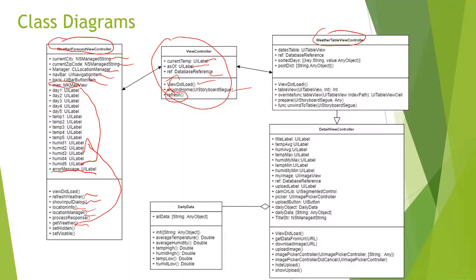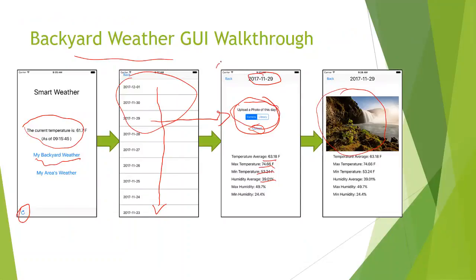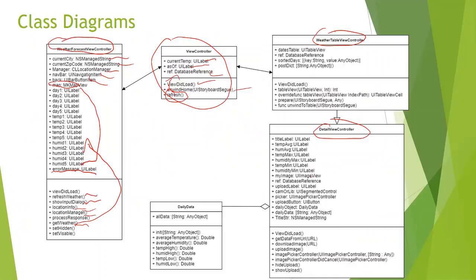Okay, functions for the table view controller. We've just got some of the delegates, and then we've got the prepare, and then we've got some unwind. This detail view controller is kind of where it gets interesting, because that is what this guy right here represents. And so what do we have? We have the title label, temperature average, humidity average, temp max. These are all just labels that get set based off of the actual information that's being passed.